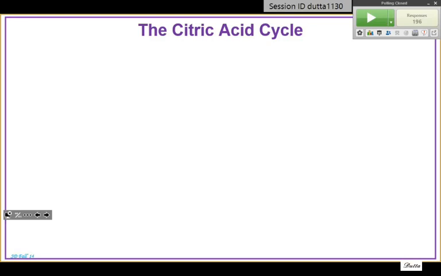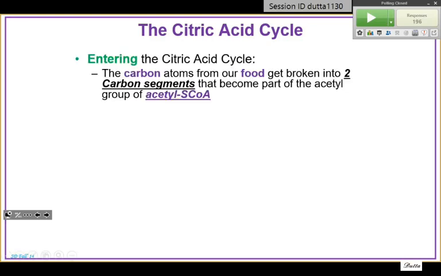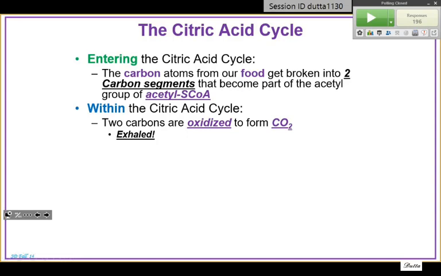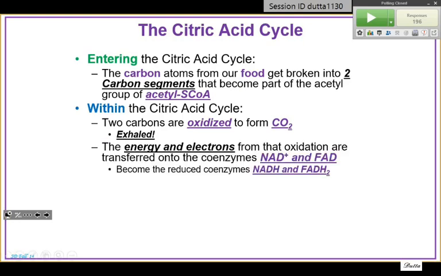Once you get the 2-carbon compound, it enters a cycle called the citric acid cycle, which has 8 steps. Within the citric acid cycle, 2 carbons are oxidized to form carbon dioxide that we exhale. Then it produces 4 reduced coenzymes. So what are the reduced coenzymes? FADH2 and NADH: 3 NADH and 1 FADH2. I'm going to show you.